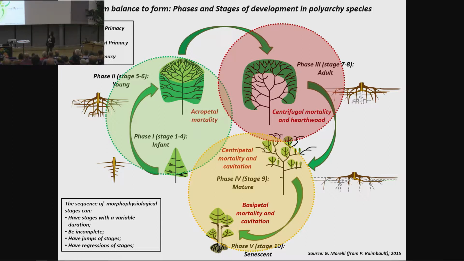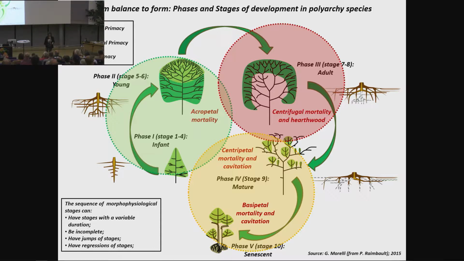And in the adult stage or the adult phase, the tree is more concerned with mechanical issues, and the mechanical balance is the most important. The tree is full of energy, ready to occupy the environment around, but it has to withstand environmental threats. So this is the primacy of the mechanical balance.